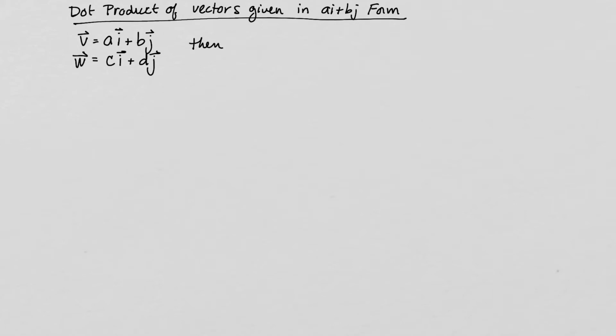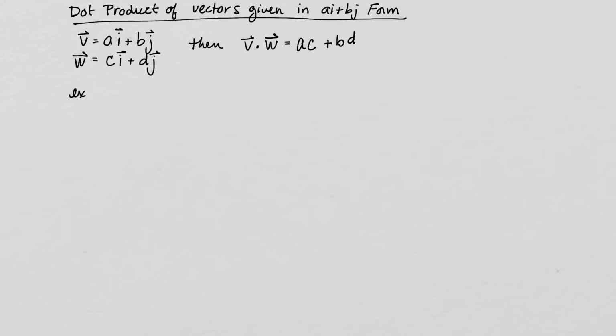Then the dot product, which we would write as v dot w, is equal to, so what we're going to do is multiply the x components together, those i components, so it's ac, and then we're going to add to it multiplying the coefficients of the j vectors together. So ac plus bd. It's interesting, the dot product of two vectors actually gives us a number. We call that a scalar. So it's not giving us a new vector, it's just giving us a number.